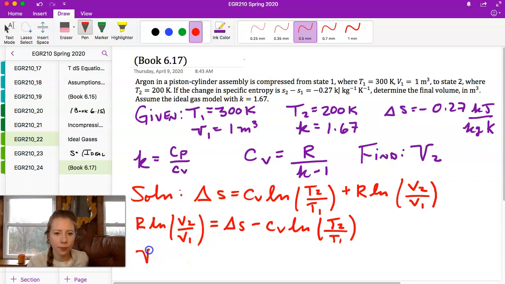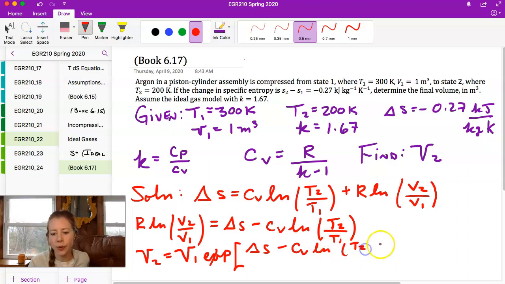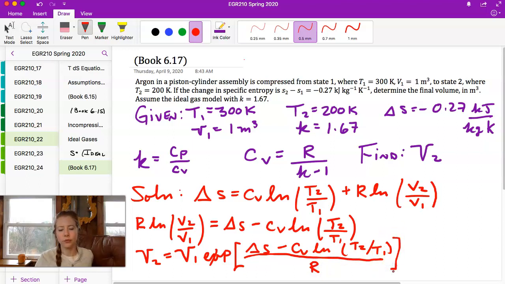So V2 is going to equal V1 times the exponential, so e to the power, that's what this means. I'm just writing it as a function so that it's easier to see since we have a lot going on in the exponential itself, times delta S minus Cv times the natural log of T2 over T1. And this is going to be divided by R.